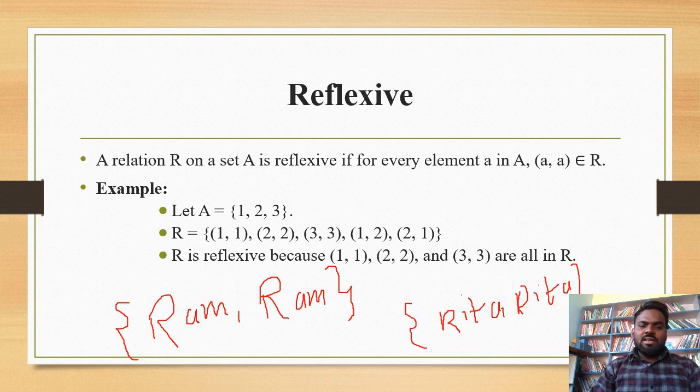A relation R on a set A is reflexive if for every element a in A, (a, a) belongs to R. So we can see the example here. A is the set {1, 2, 3}. Its relation is R = {(1,1), (2,2), (3,3), (1,2), (2,1)}. R is reflexive because (1,1), (2,2), and (3,3) are present, where the second element is identical to the first element. So this is all about reflexive relations. Hope you are getting this. Let's move on to the next slide.